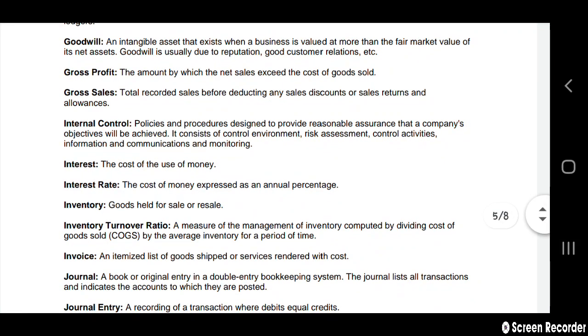Next, goodwill. An intangible asset that exists when a business is valued at more than the fair market value of its net assets. Goodwill is usually due to the reputation, good customer relations, and many other things. Next is gross profit, the amount by which the net sales exceed the cost of goods sold.